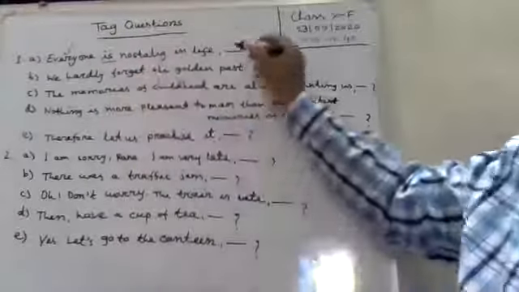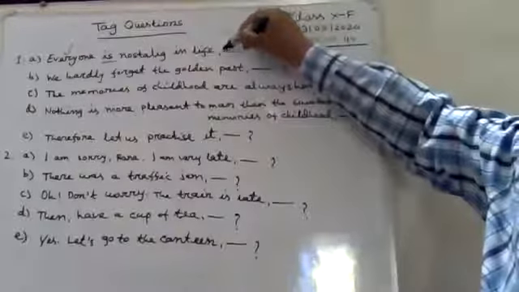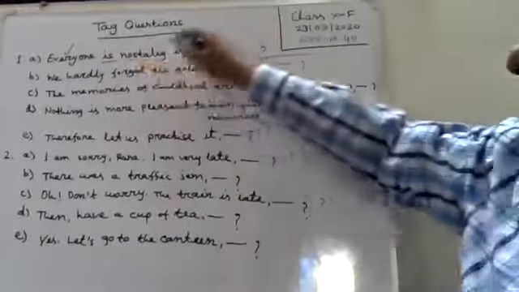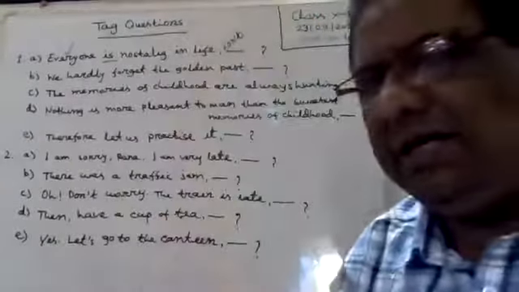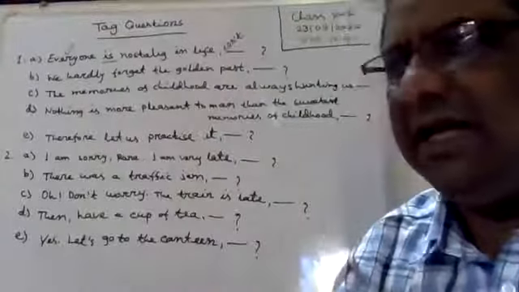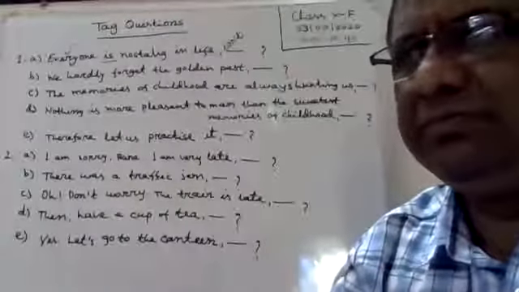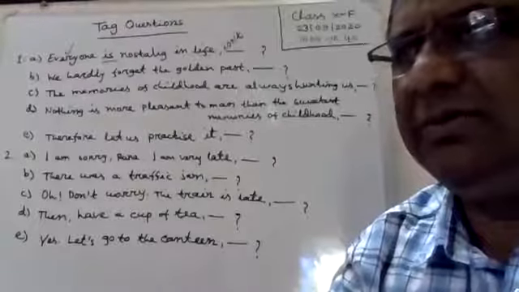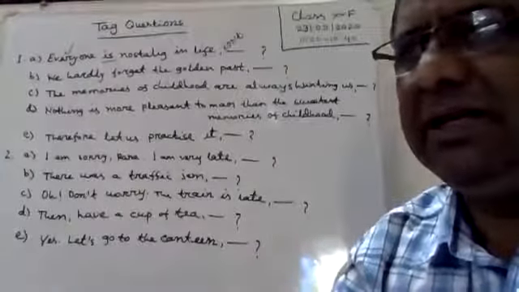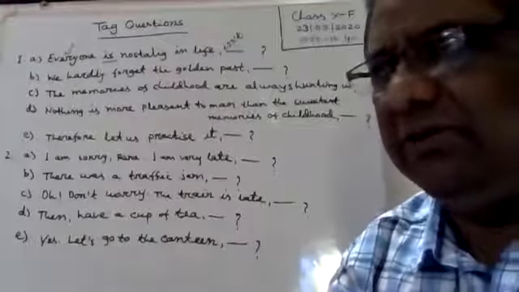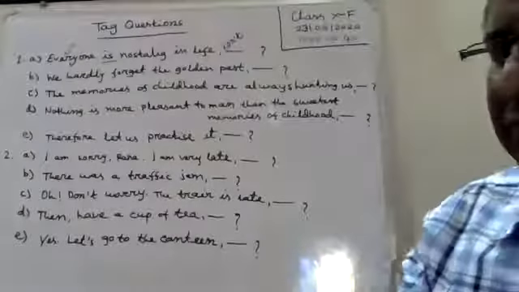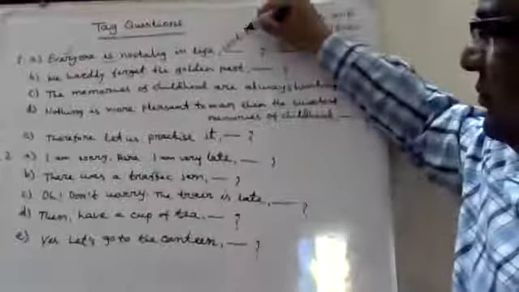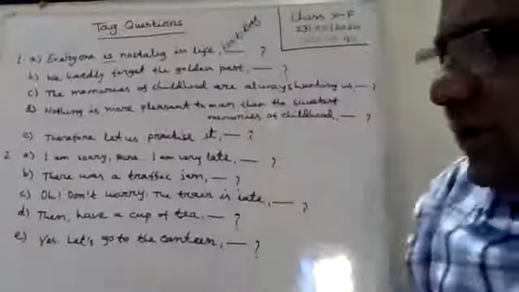So what will be? Everyone is nostalgic in life. That means is. The sentence is affirmative. So isn't. Everyone is the subject. And you have to use a pronoun form of the subject. So instead of everyone, though it is a singular subject, but in the case of tag question, we use it in the plural form. That means, isn't they? Correct? Aren't they হবে না?